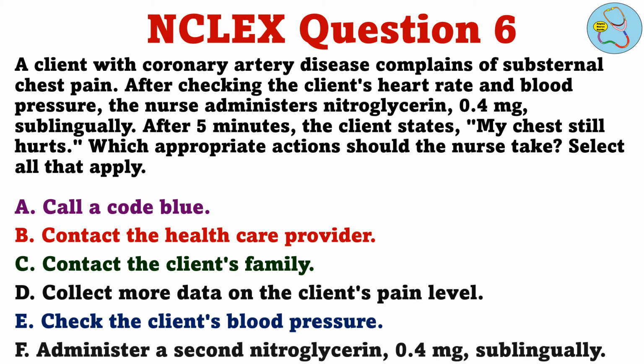Select all that apply. A. Call a code blue. B. Contact the healthcare provider. C. Contact the client's family. D. Collect more data on the client's pain level. E. Check the client's blood pressure. F. Administer a second nitroglycerin, 0.4 mg, sublingually.